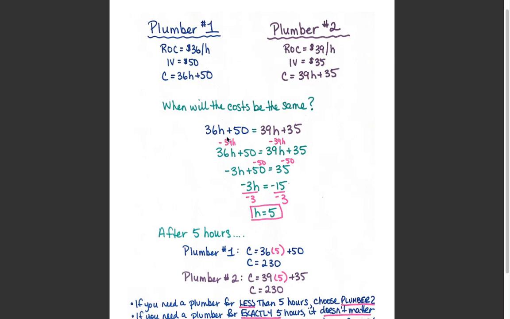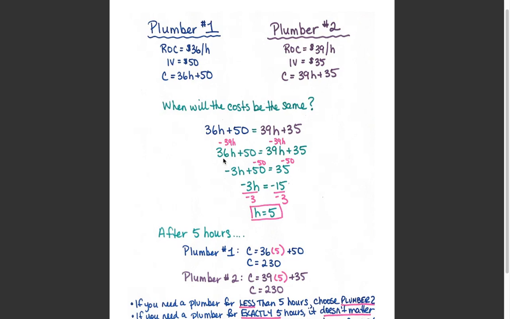We've got a variable on both sides. If we can get the variables onto one side and then solve for that variable, then we can figure out what the number of hours would be for which the cost would be the same. So I've got 36H plus 50 equals 39H plus 35. From our work with solving equations, I know that if I don't want an H on the right side of the equation, I've got 39 of them here. So to get rid of them, I'm going to subtract 39 H's from this side. I'm also going to subtract 39 H's from this side.